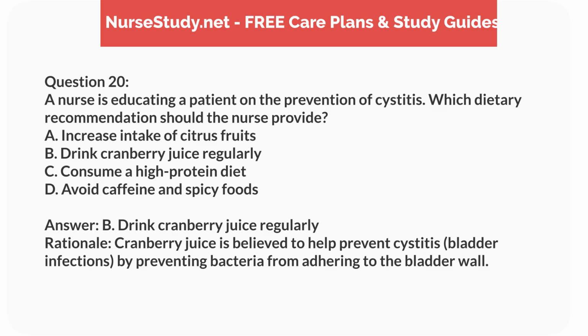Answer: B. Drink cranberry juice regularly. Rationale: cranberry juice is believed to help prevent cystitis, bladder infections, by preventing bacteria from adhering to the bladder wall.